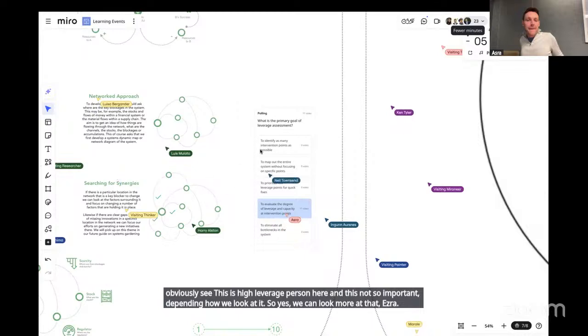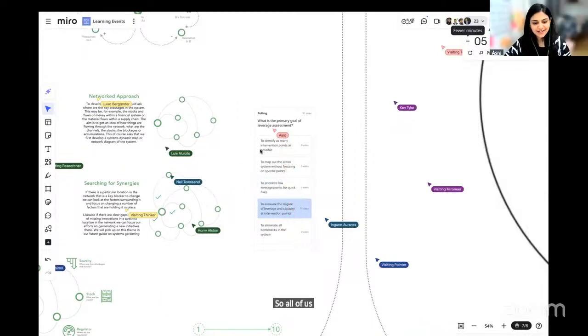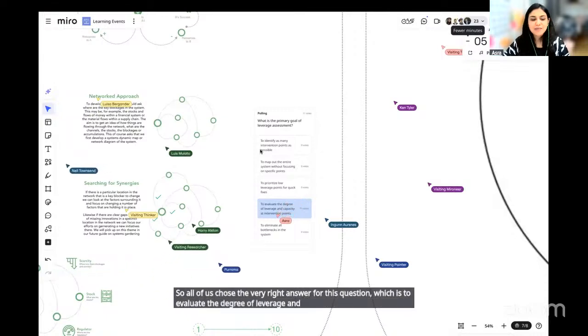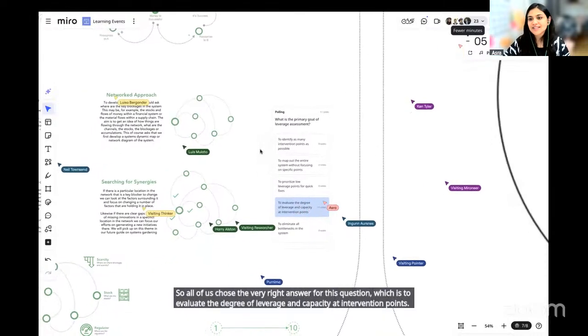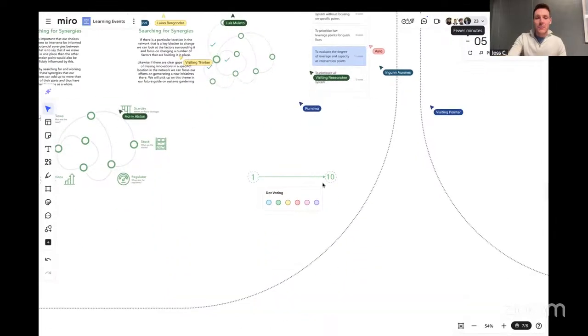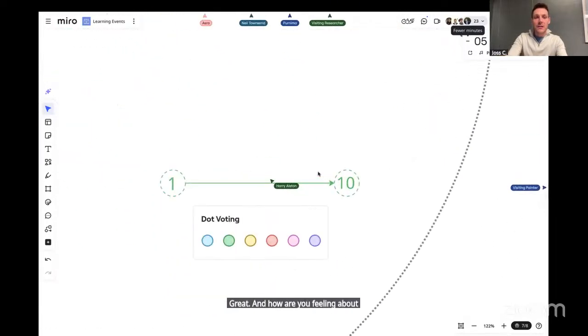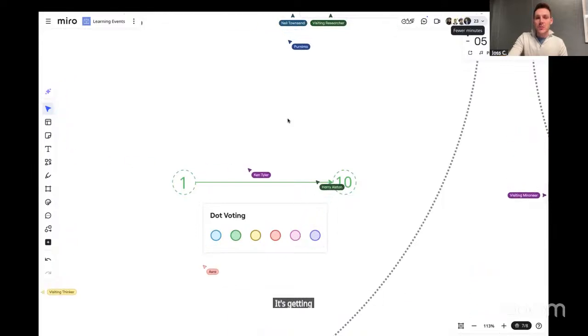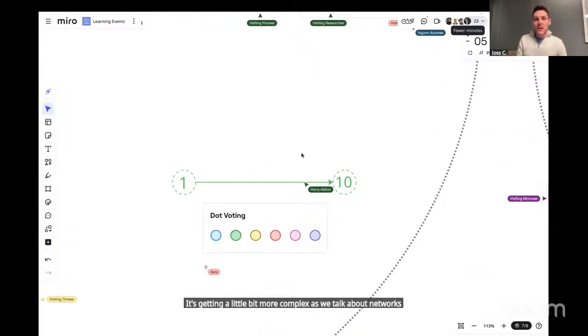So all of us chose the very right answer for this question, which is to evaluate the degree of leverage and capacity at intervention points. Great. And how are you feeling about this idea at this stage? It's getting a little bit more complex as we talk about networks and so forth.